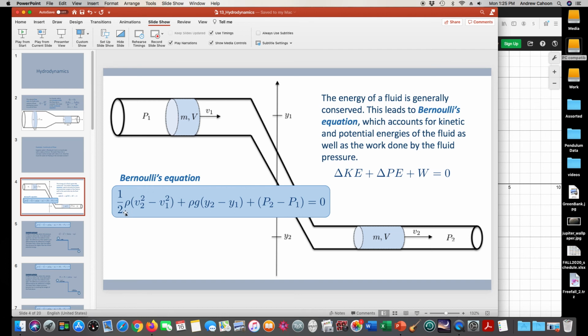So this term right here, the 1/2 density times velocity 2 squared minus velocity 1 squared, is your change in kinetic energy. And this, density times gravity times y2 minus y1, is your change in potential energy. And this here is your pressure difference, which is related to the work done by the fluid. If you have pressure 1 pushing over here and pressure 2 pushing over here, the difference provides some force that's doing work either for or against the flow of the liquid. So Bernoulli's equation accounts for all of those different factors at once.